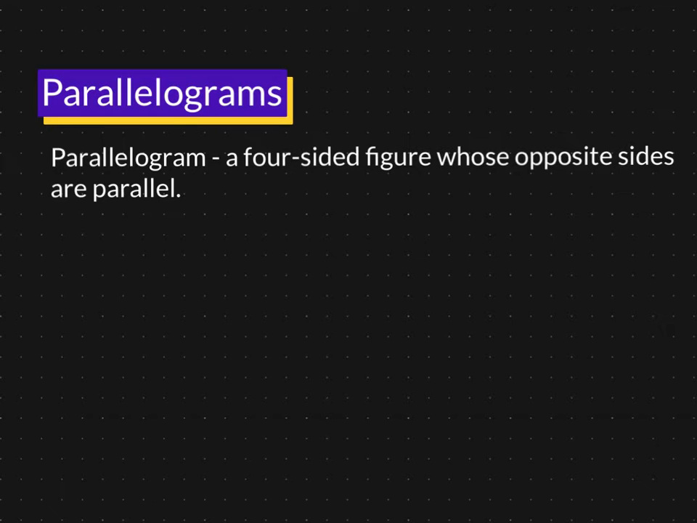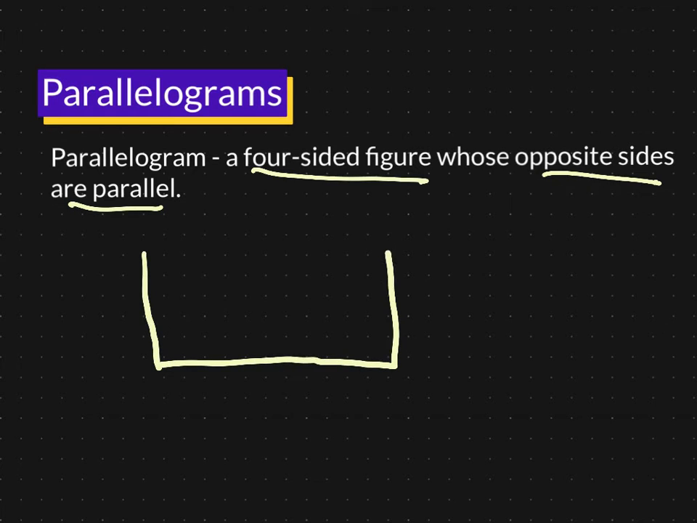A parallelogram is a four-sided figure whose opposite sides are parallel. So, for example, here's my bad drawing of a rectangle, so you imagine what it's actually supposed to look like. This figure has four sides, and you can see these two sides, which are opposite each other, are parallel. If you were to extend these lines, they would go on forever without meeting. And these opposite sides here are also parallel. They could go on forever without meeting.